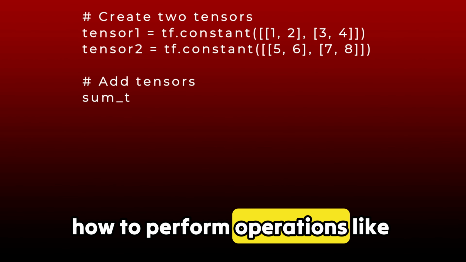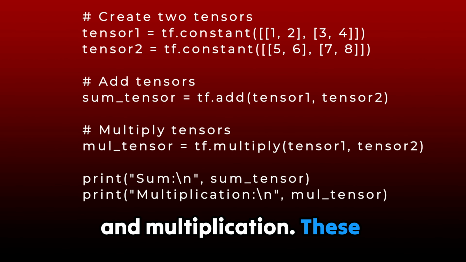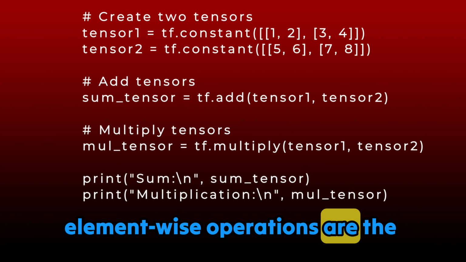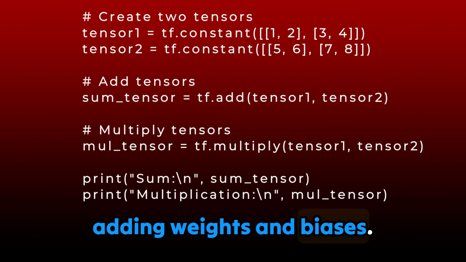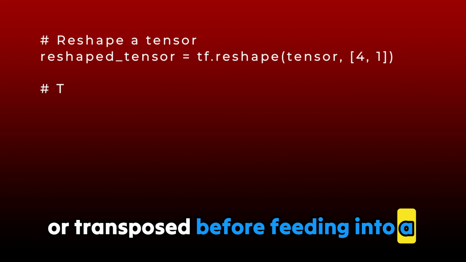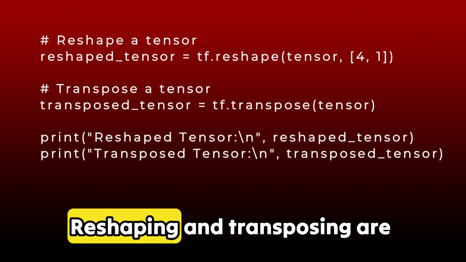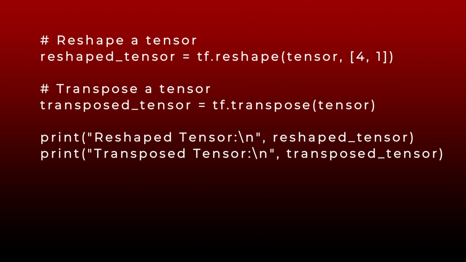Perform element-wise operations. Let's see how to perform operations like addition, subtraction, and multiplication. These element-wise operations are the building blocks of neural network computations, like adding weights and biases. Reshape and transpose tensors. Data often needs to be reshaped or transposed before feeding into a model. Reshaping and transposing are common in image and text data preprocessing.